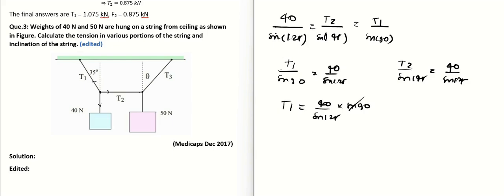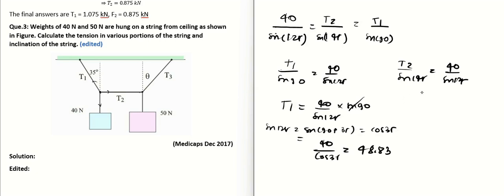Sine 90 value is 1, and sine 125 can be written as sine of 90 plus 35, which is nothing but cos 35, because sine 90 plus theta is cos theta. So this will be 40 divided by cos 35, which becomes 48.83 as the value of T1.